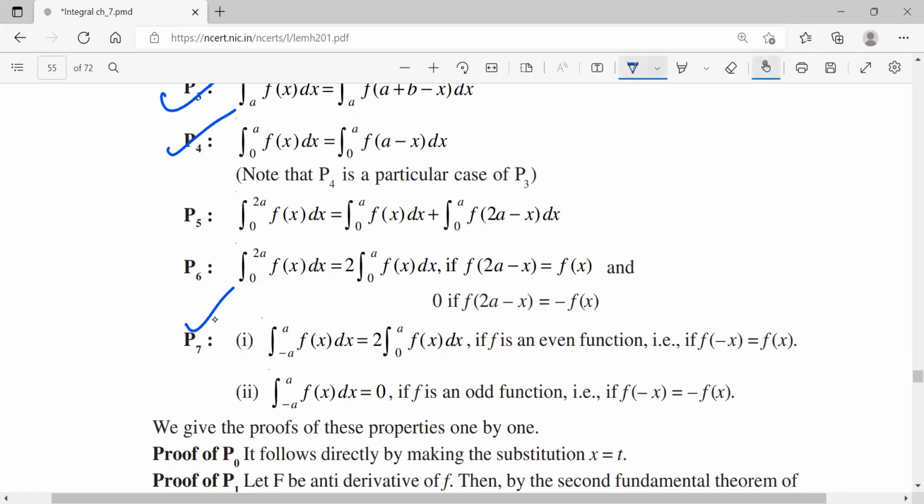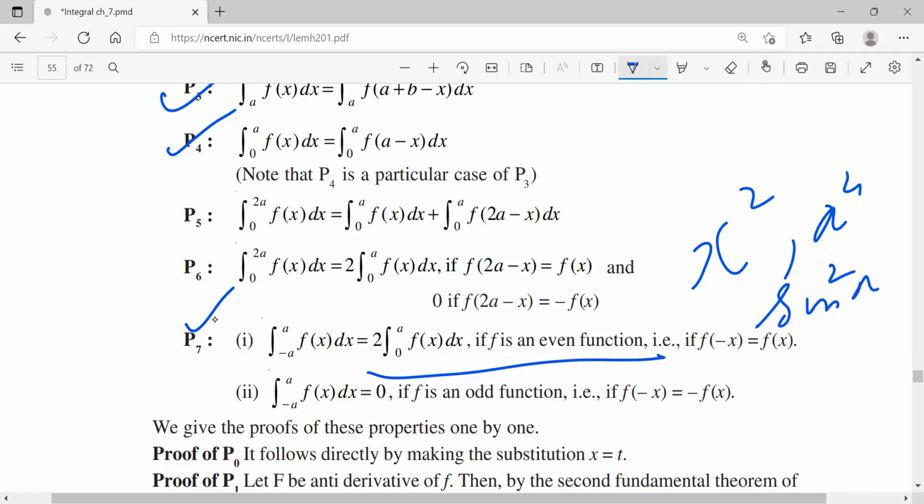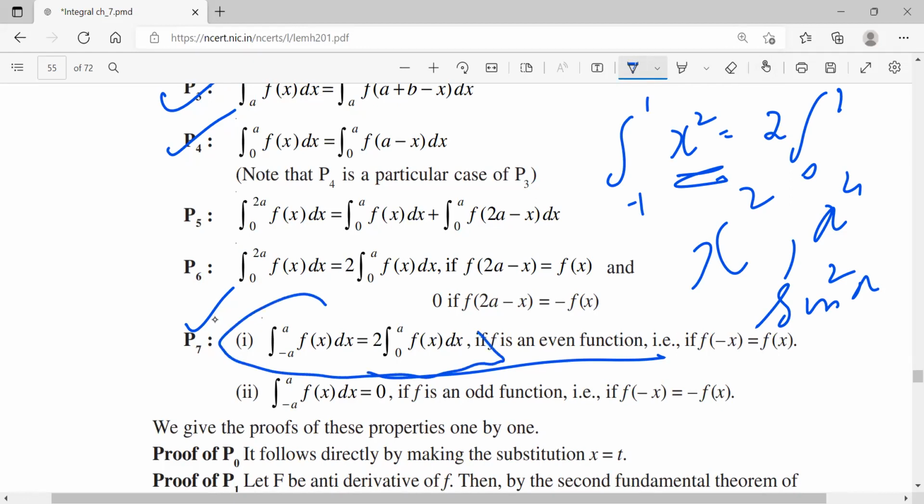So 7 is nothing but it will be applied only for an even function, in the sense x square, x power 4, sine square x, correct? If it is of the limits integral -1 to 1, integral of -1 to 1 x square, I can write as 2 integral 0 to 1. I'm not writing dx and all now because it's an entrance preparation. So no one is going to check our worksheet. We have to save time. So I'm just telling, since it's an even function, I just did 2 integral 0 to 1. So these are few properties which you have to remember.